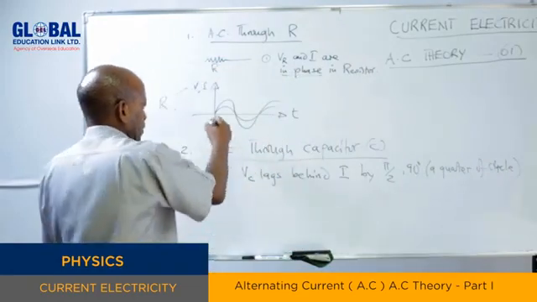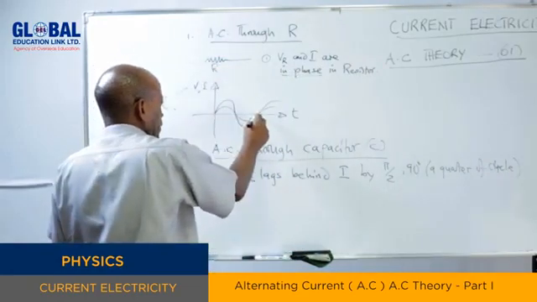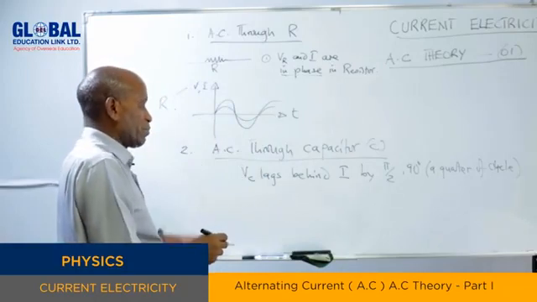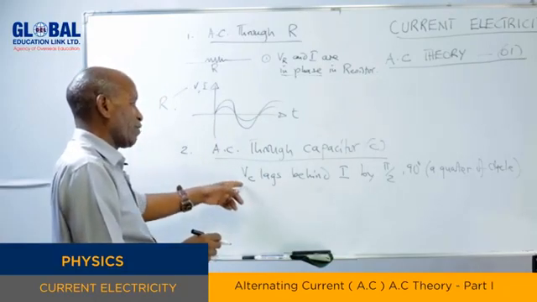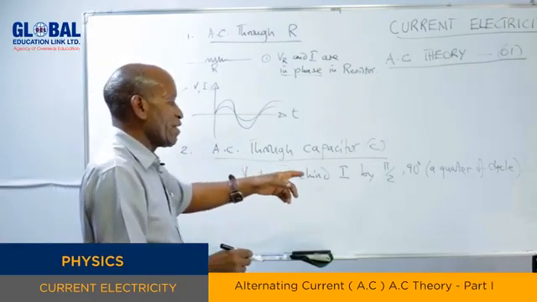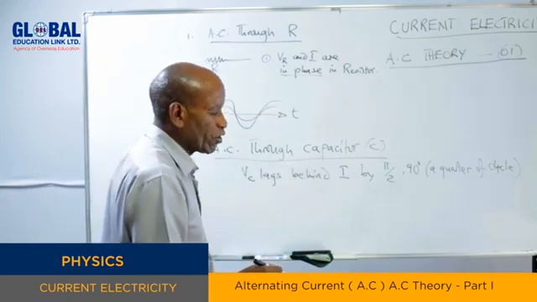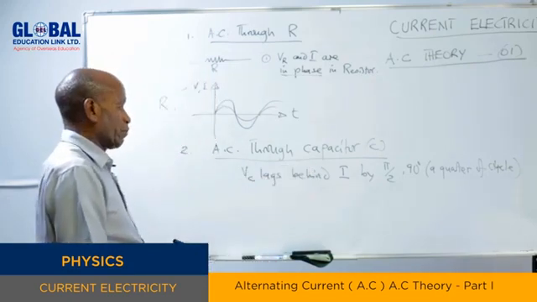We all know that whenever it's moving like this, from this to that point, this is one cycle. So it will just be lagging behind. The voltage through the capacitor lags behind the current by a quarter of a cycle, that is pi over 2.